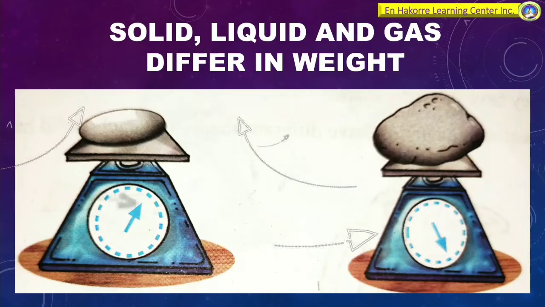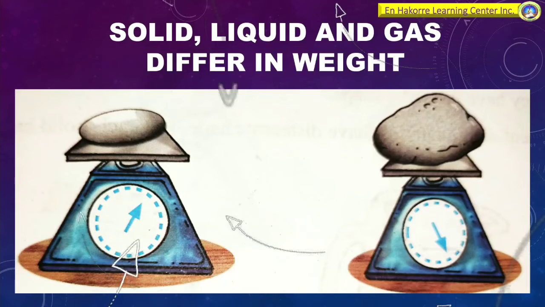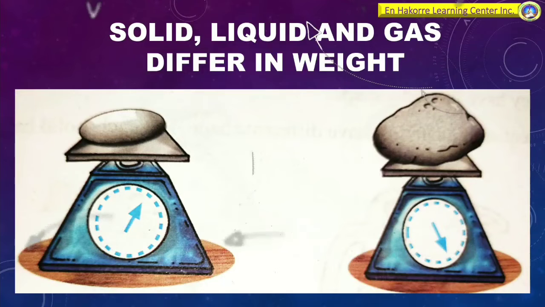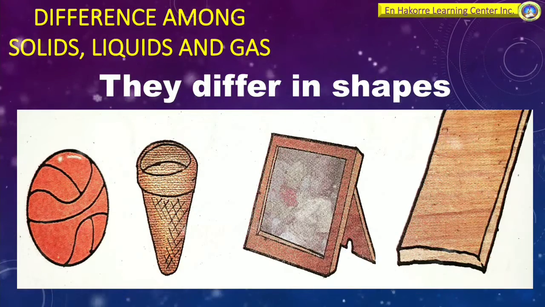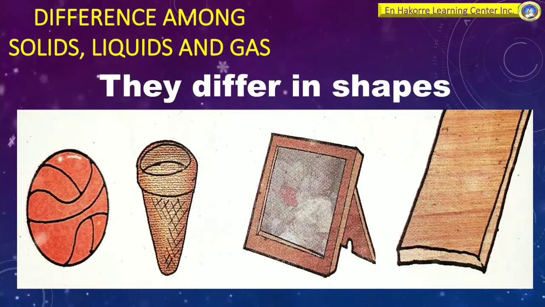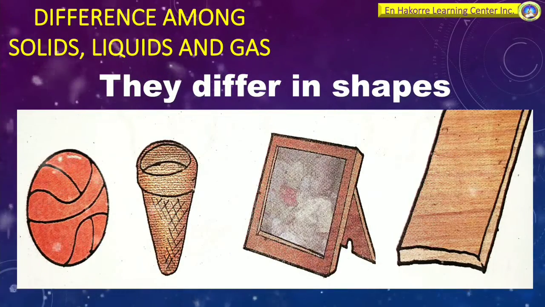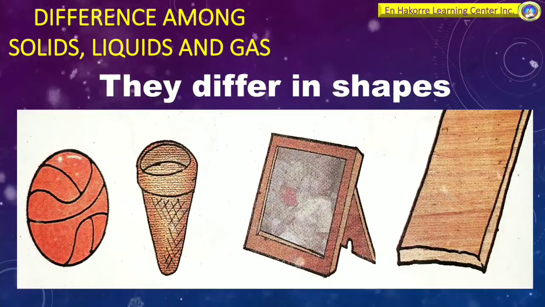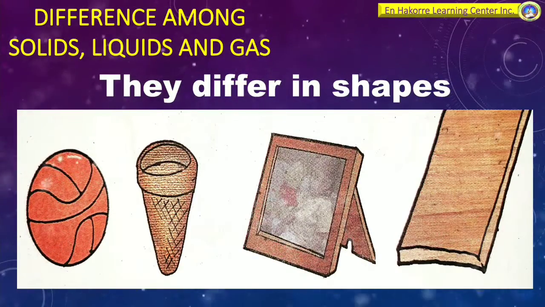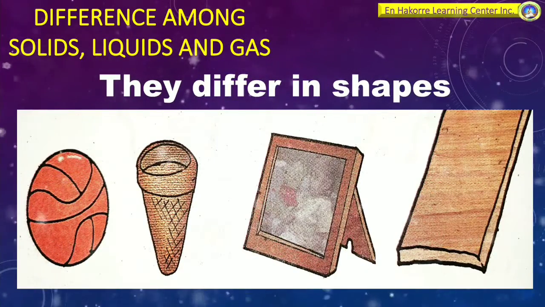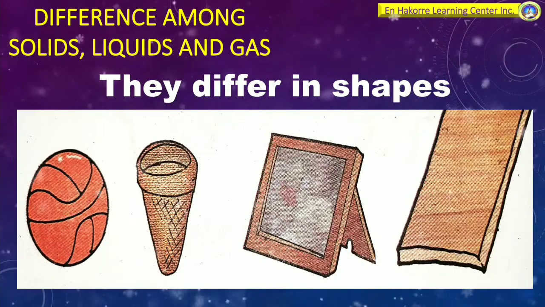Solid, liquid, and gas differ in weight. As you can see, once again, solid, liquid, and gas have different weights from one another. Since solids differ in shapes, children, it also applies to liquid and gas. Liquids also differ in shape when they are in different containers. They take up the space or shape of their container.